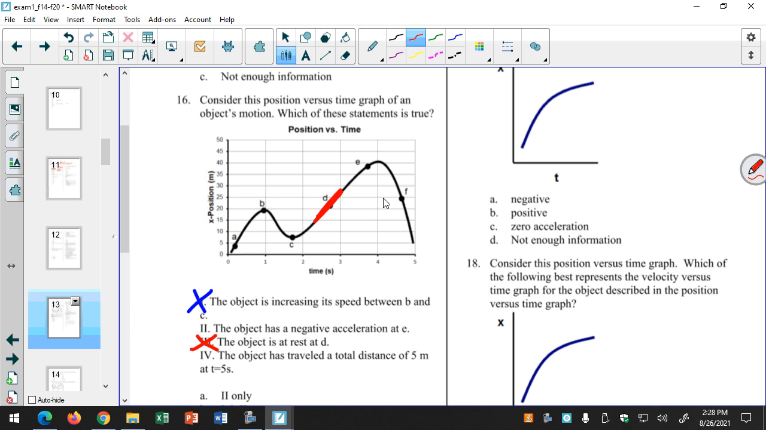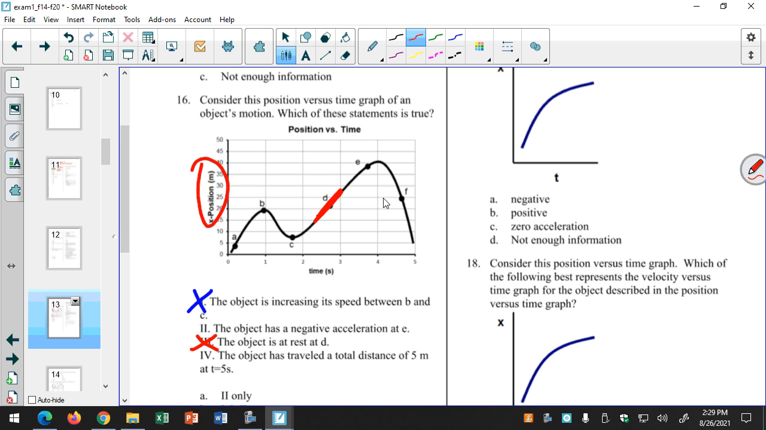The object has traveled a total distance of 5 meters at 5 seconds. Well, I can do like we did before, where I look at each individual square, and each individual square appears to have a value of 5 meters. Actually, no, never mind. I can't do that, right? Because this is not a velocity versus time graph. This is a position versus time graph. So has the object traveled a total distance of 5 meters at 5 seconds? That statement has a lot packed into it. You think it has?